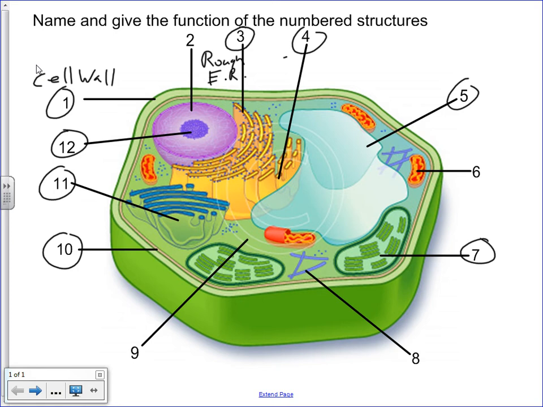Okay, number 4 is the smooth ER. And I will accept: breaks down complex carbohydrates, detoxifies poisons, makes lipids, makes hormones, repairs membranes. I will accept any one of those functions as a function of the smooth ER. Synthesize, yeah, that makes lipids, yeah. Okay, questions on that one?